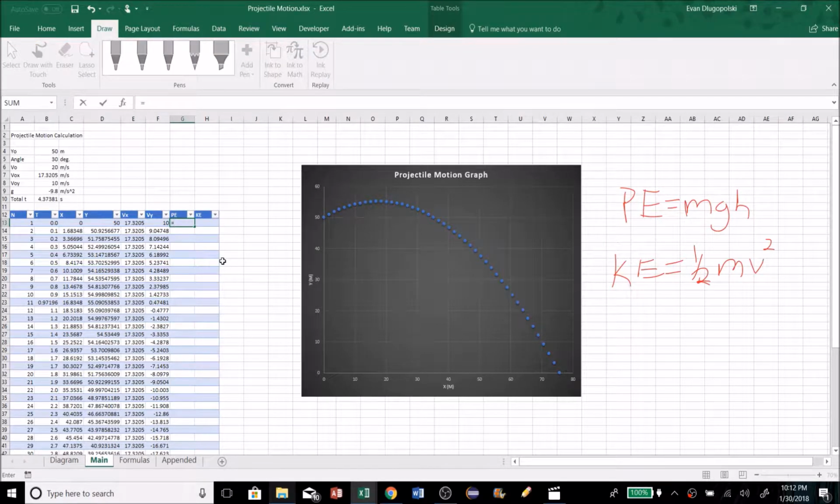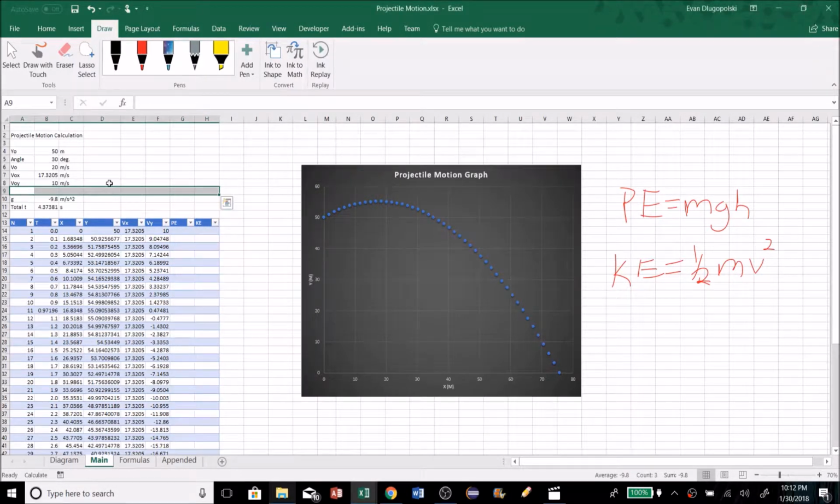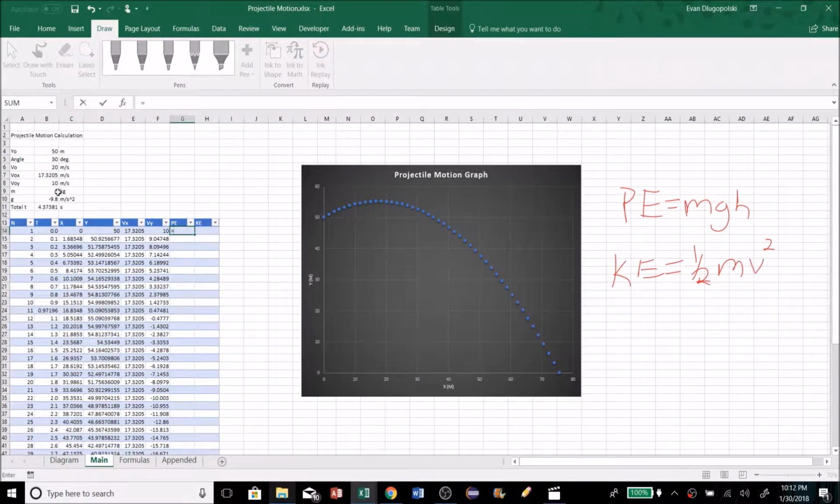So to calculate the potential energy, well, first of all, we're going to need a mass. So let's just drop that in here. I'm going to right click, insert, shift cells down. Okay, so our mass, let's assign that a mass of 5 kilograms. And so now we can use that to calculate the potential energy.